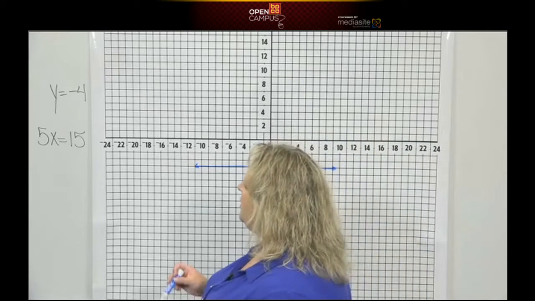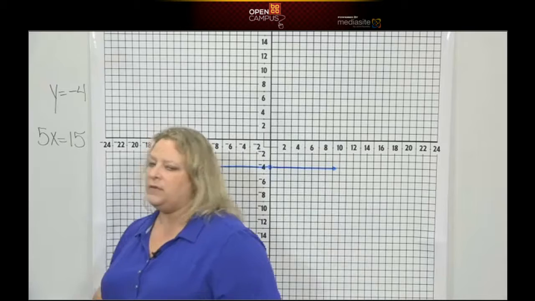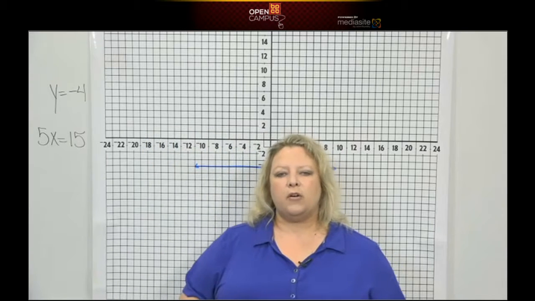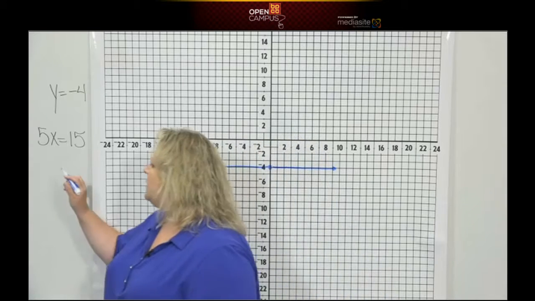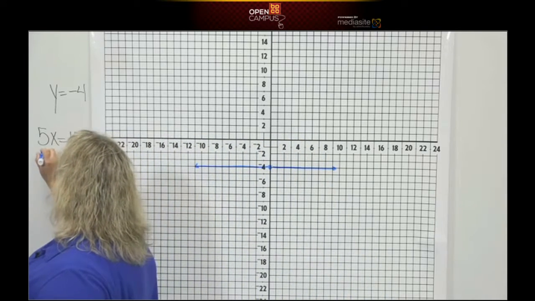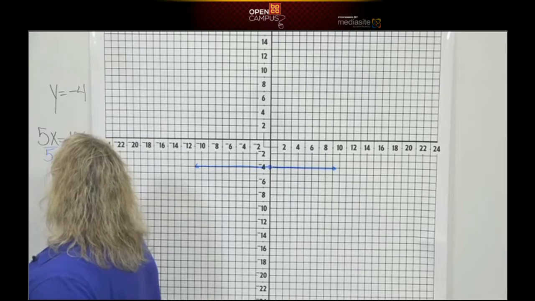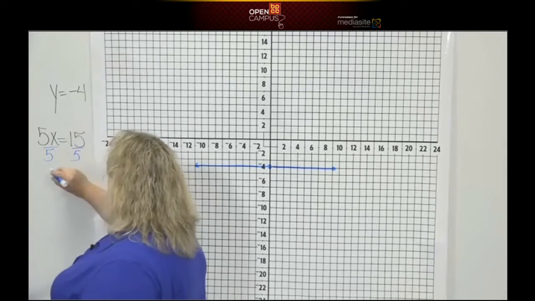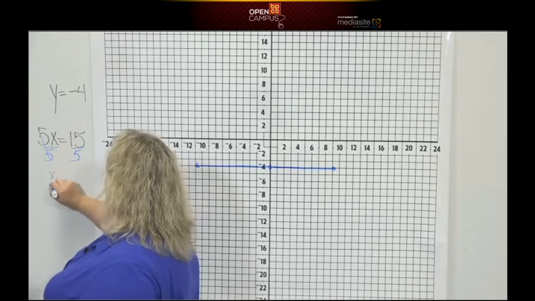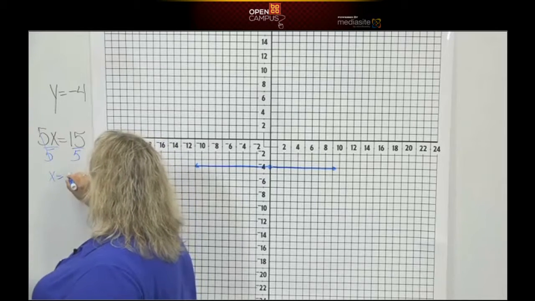All right, when I look at the next one, it says 5x is equal to 15. Before you can graph it, you have to solve for either x, y, whatever letter it tells you. So let's get this x by itself by doing the opposite, dividing by 5, and that's going to give me 1x is equal to 15 divided by 5 is 3.